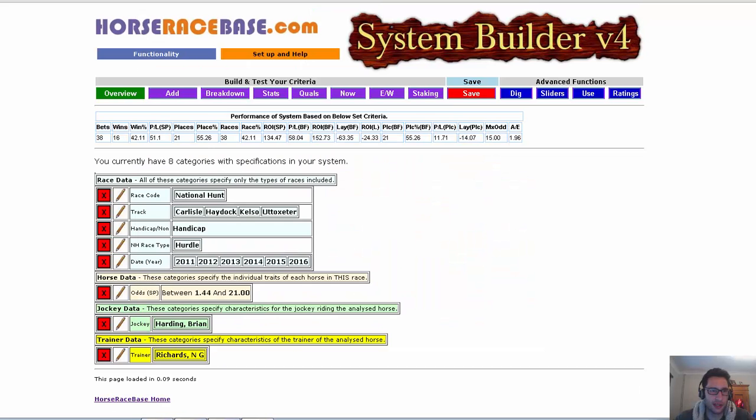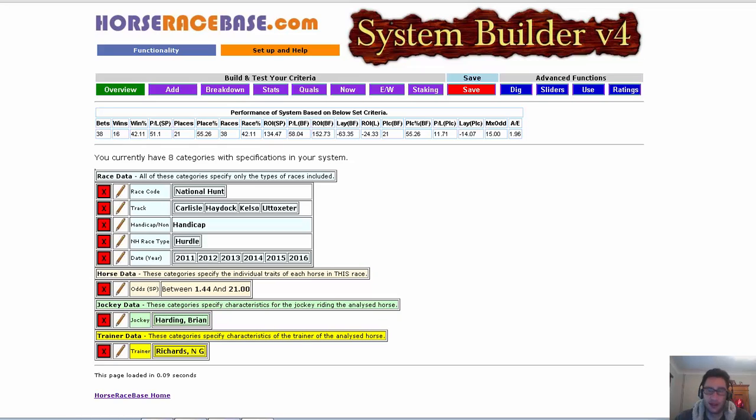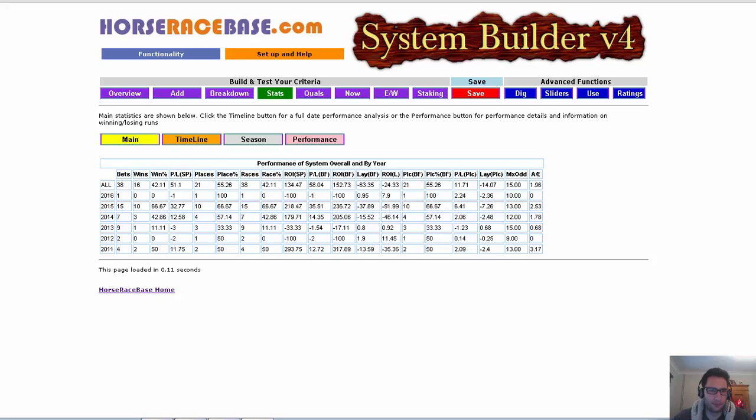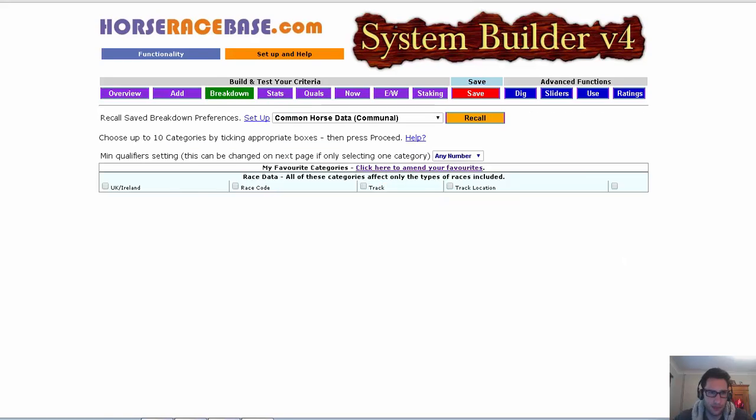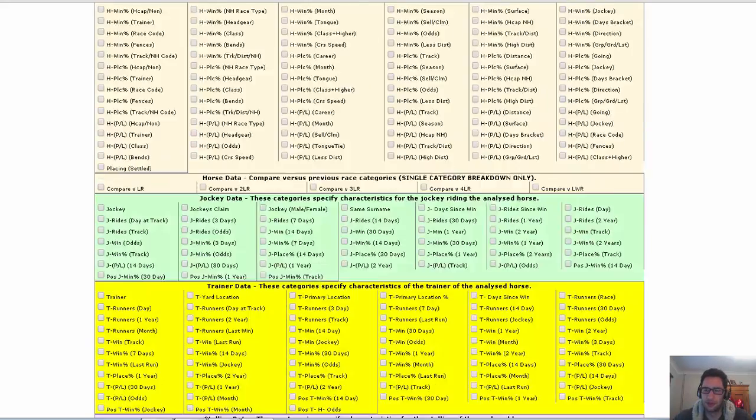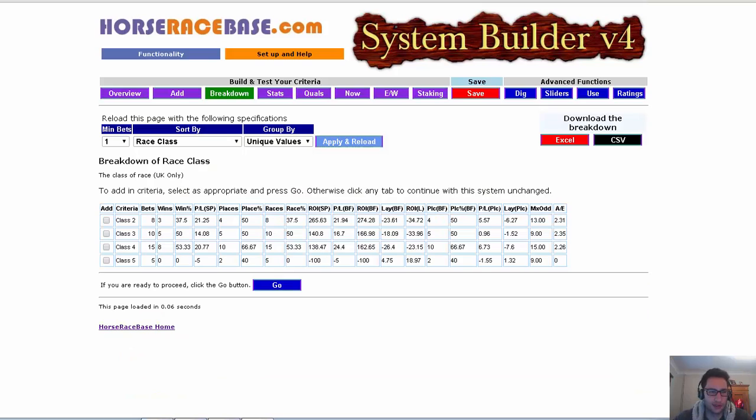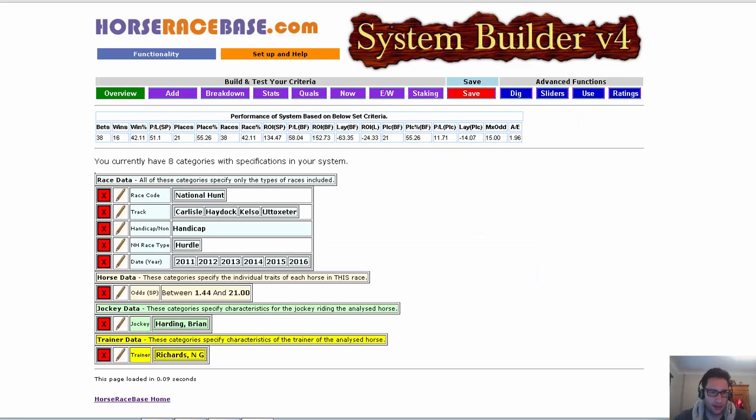But if you just took those 4 tracks as a little micro angle, Nicky Richards, Brian Harding, handicap hurdlers, 20 to 1 or shorter, Carlisle, Haydock, Kelso, Uttoxeter. As you can see, not too many bets. 2013, well, we know about that, but 2014, 2015, pretty good. I don't think there's much more you can do with that. You could look at class, but then you're getting down into very small numbers. Class 5, 0 from 5, 2 places. Wouldn't necessarily ignore them because of that, but they are what they are.